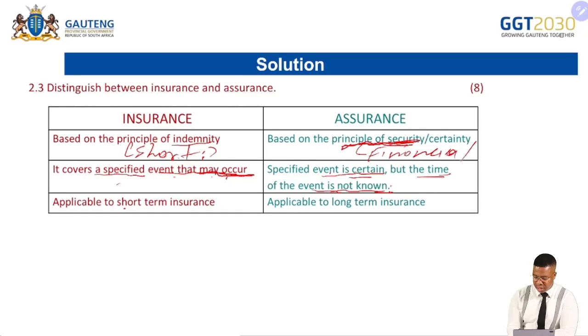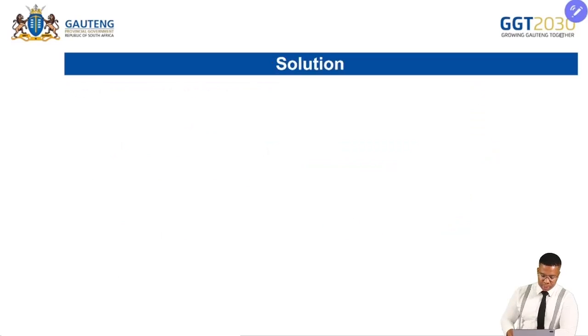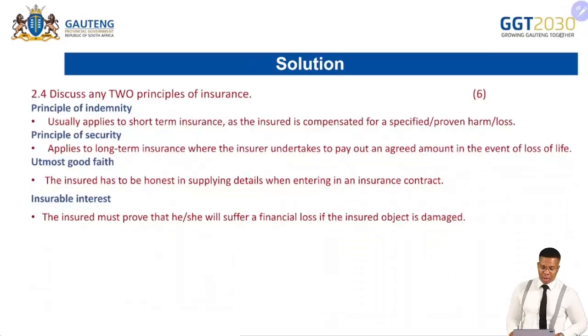And hence we say this is applicable to long term, because we are talking about your life insurance here. But when you're looking into short term, we're talking about theft as a type of insurable risk. Then we further look into discussing any two principles of insurance.